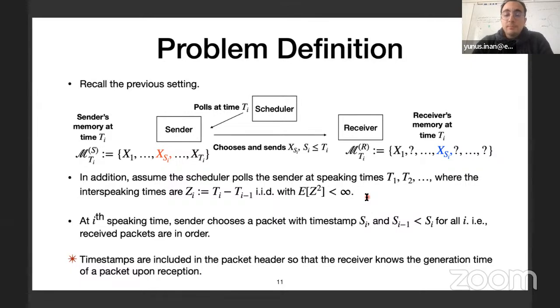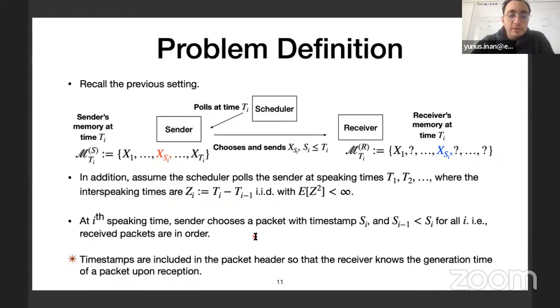And at each speaking time, as you mentioned, the sender chooses a packet with timestamp S_i, for instance this one, and we further impose that the packets should be chosen in order. What does this mean? This means that the selection process S_i should be increasing. To illustrate, suppose that at the ith speaking time T_i, the sender chooses this packet, then at a later time, these earlier packets cannot be chosen. So eventually these will contribute to our distortion, as we will see.